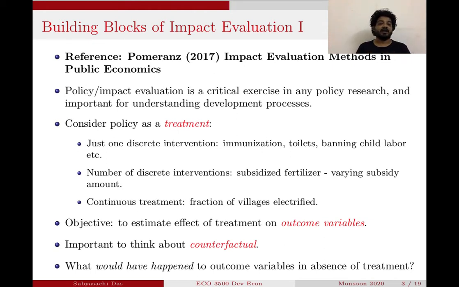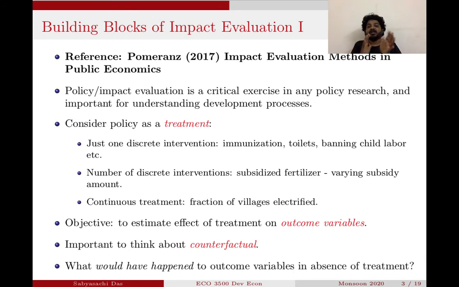Or say banning child labor. So again, the entire country, suppose India, the year it legislated to ban child labor, the entire country got treated with this one intervention in the form of a legislation. So either you have the legislation or you don't. In the years previous to the legislation, there was no such law, and so the entire country was not treated prior to that year.